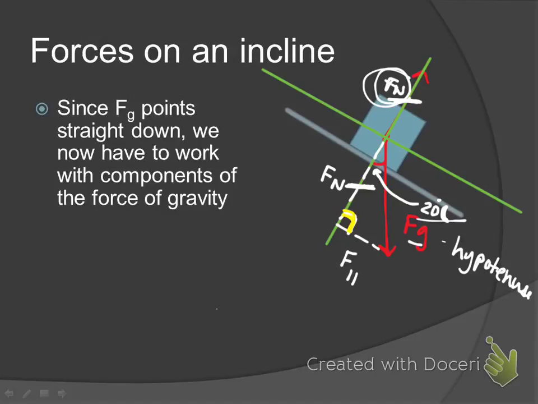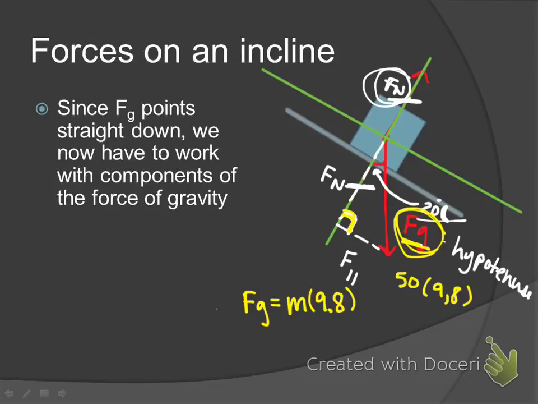Last little thing I want to talk about: how will we solve for FG? How do we find the hypotenuse of that triangle? What's FG always equal to? Mass times 9.8. That still applies. So when we're trying to solve for FG, if it gives us a 50 kilogram mass, we take 50 times 9.8, and that's the hypotenuse of that gravity triangle. So solving for FG is still the same math.